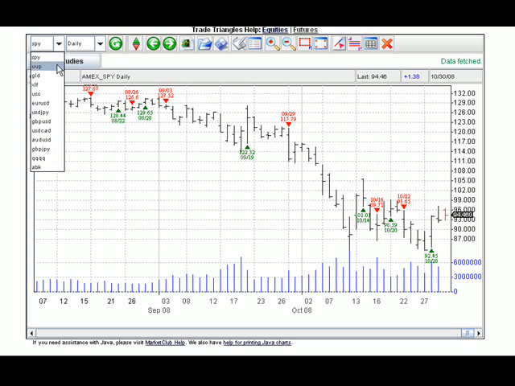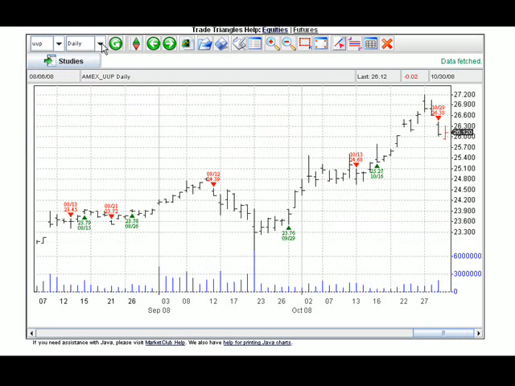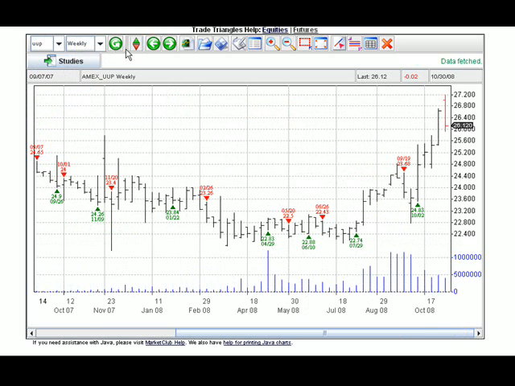Okay. Next, we'll take a look at the UUP, which is the ETF which tracks the price action in the dollar index. And you can see here the dollar's been in a fairly strong uptrend here. And we got into this, or the software issued a weekly trade triangle on the green side, on the upside, at 24.83 on the second.